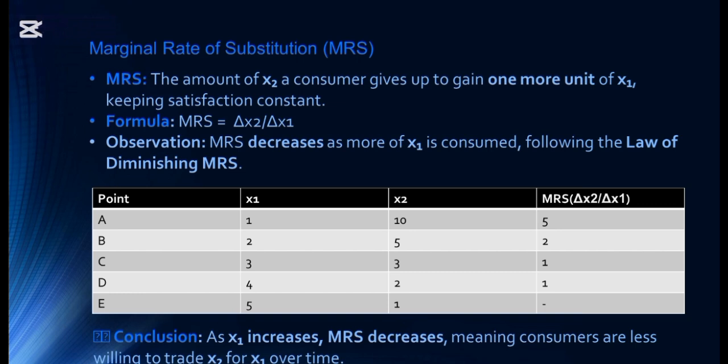For an example, imagine you love both coffee and donuts. Look at the example again. If you are willing to give up 2 donuts for 1 extra cup of coffee, then your MRS, or marginal rate of substitution, is 2. Here you can see the formula of marginal rate of substitution. Okay, now let's move to our next topic.